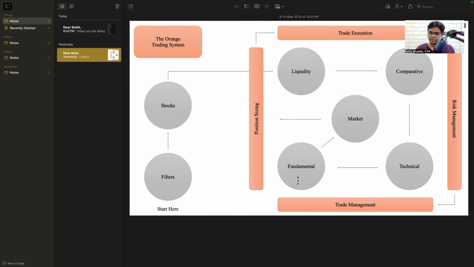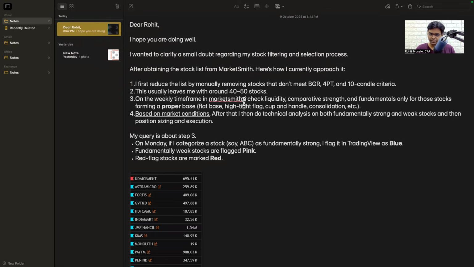So this is my orange trading system. So whatever you do, however you filter, however you download, manage, make sure that on every stock that you come across, you do your liquidity, comparative, technical, fundamental, and market analysis, irrespective of time frame or whatever. Okay, that's what he is doing here.